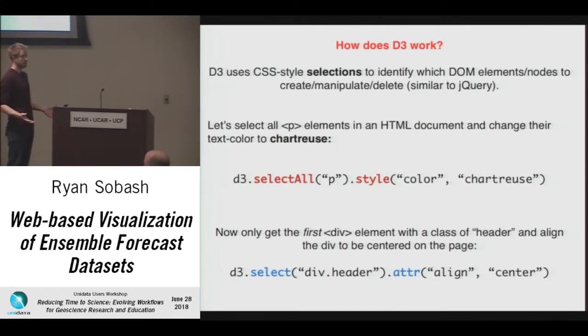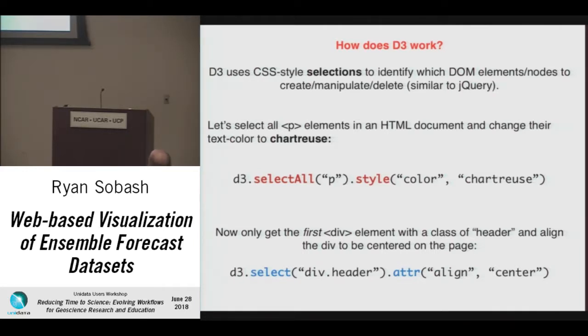There's a line, basically D3, and so you see these chained commands. And so that's one of the styles of D3, is you have these chained accessor functions. And so there's D3.selectAll, and so that's going to look through the entire web page and select all the elements that have this paragraph tag and change everything with them using the style function to have a color of chartreuse.